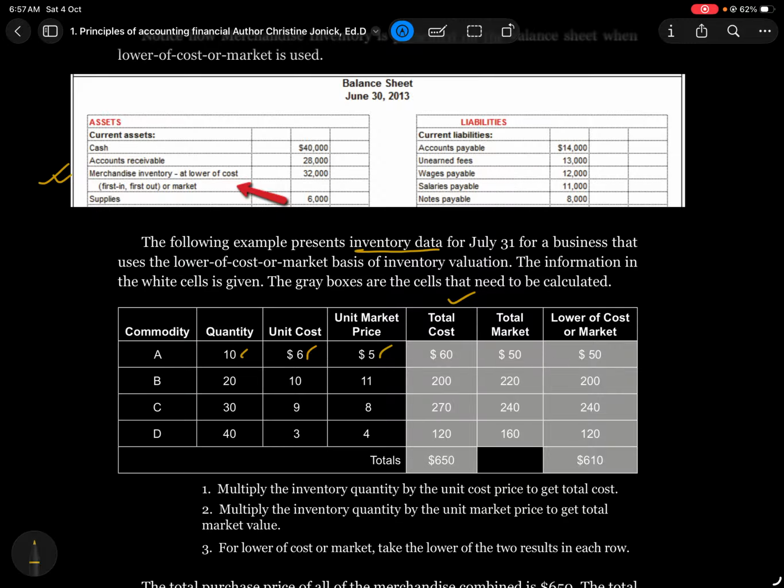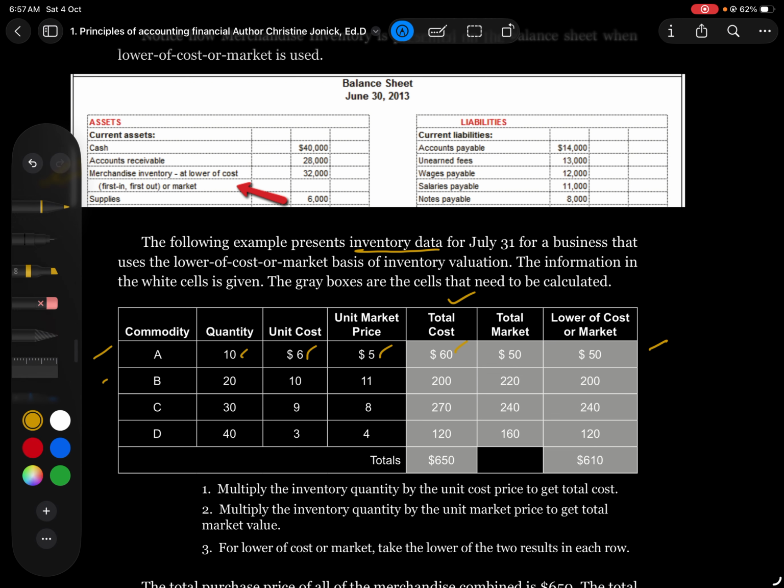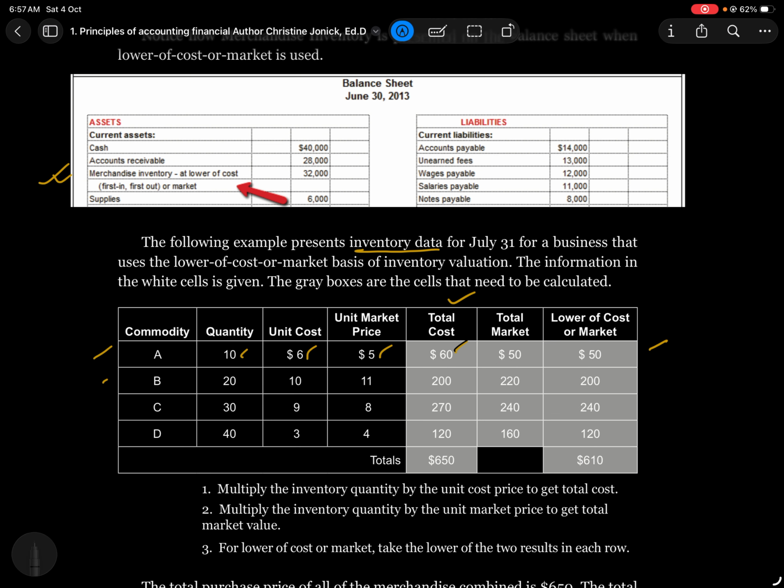So what would happen for each different item, for each different commodity? If our cost is 60, but the market is only giving us 50, we would take 50. For B, our cost is 200, market is 220, we would keep it at 200, not 220. Why? Because we need to take lower of cost or market, because of the conservative principle. So it will be 200.